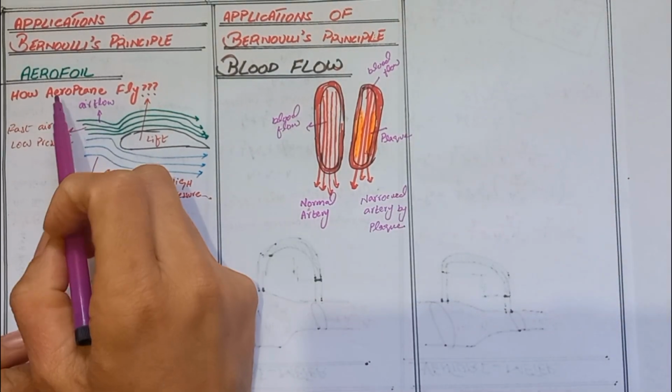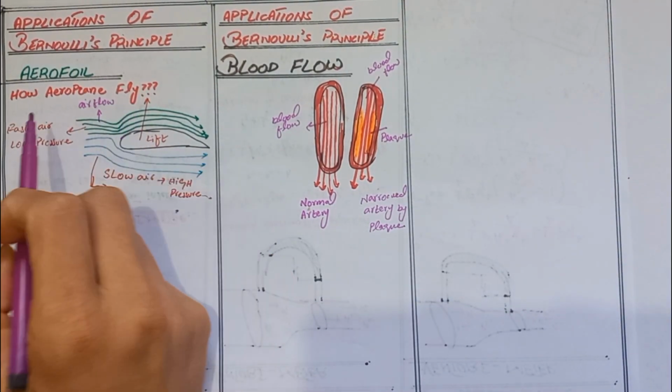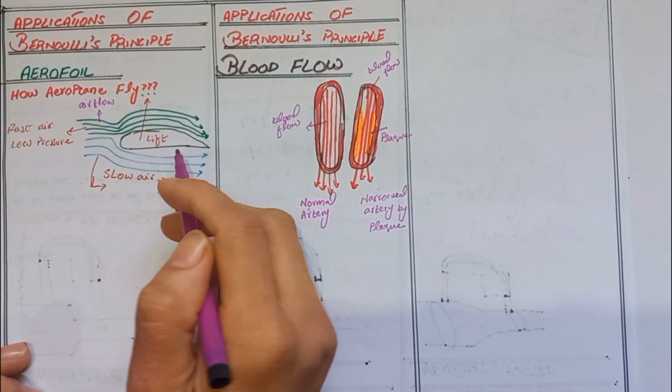Assalamualaikum student. Today our topic is the airfoil, that is the application of the Bernoulli principle. How we discuss how aeroplane fly. Here we take the example of the aeroplane, how aeroplane lifts upward.